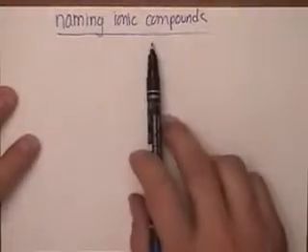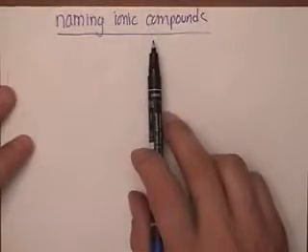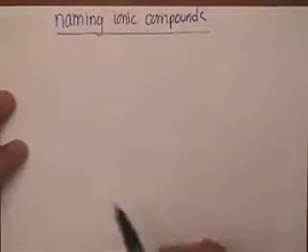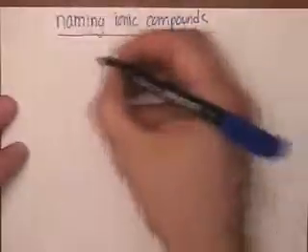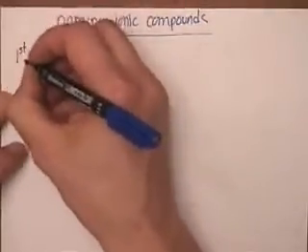Okay, I'm going to run you through the process for naming an ionic compound. I'm going to give you some rules to follow, and then we're going to do some examples. So let's go through our first rule.